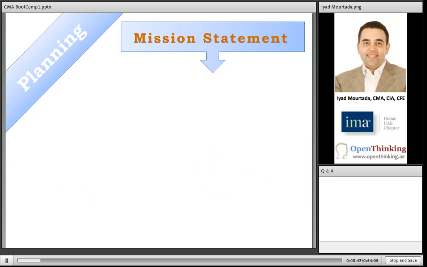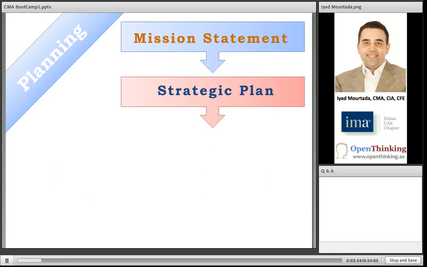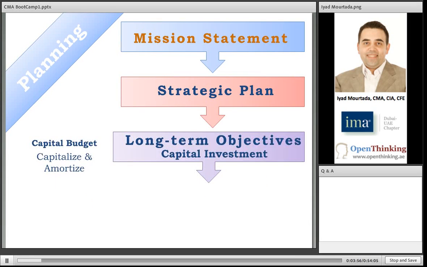When we look at a broad strategic perspective for planning, the first thing the organization has is the mission statement. Then they have the strategic plan. Then they put the long-term objectives, where here we'll focus on the capital investment. What kind of money they are putting in: buying machines, making investments, opening new branches. All this is related to capital budgeting.